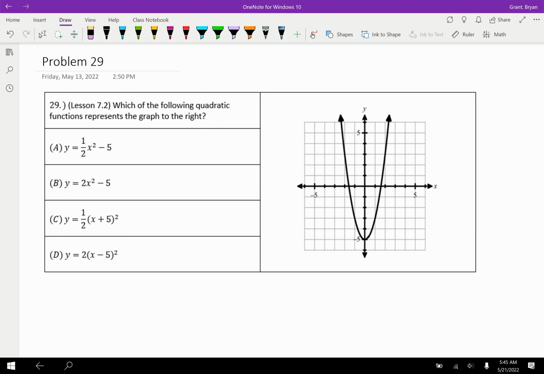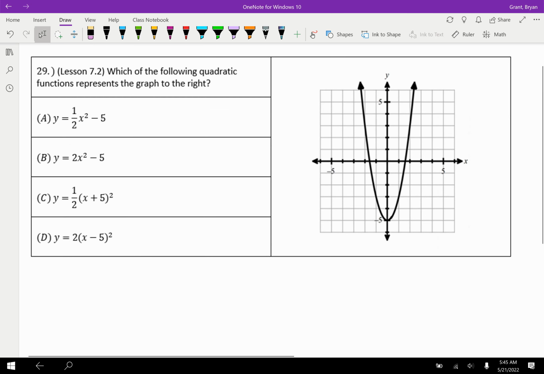Today we're looking at problem 29, and you can see more examples of this in lesson 7.2. They ask us which of the following quadratic functions represents the graph to the right. What I would suggest you do is, instead of starting with the four answers, because those can be a little bit confusing, start with the graph to the right.